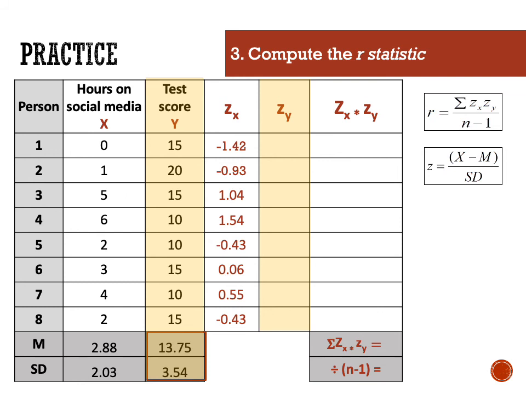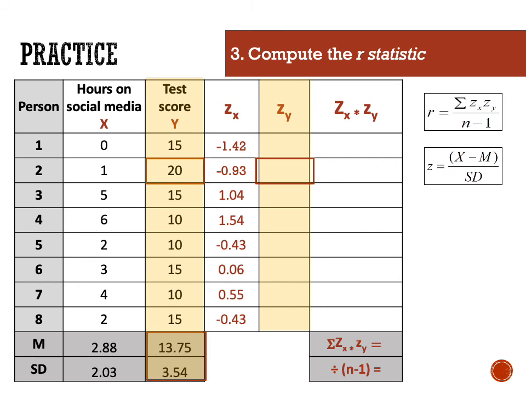Now we're going to calculate the z-scores for that second variable, which is test score. So our first data point is 15. Our mean for test scores is 13.75. So I do 15 minus 13.75 to get 1.25. I divide that by the standard deviation for test scores, which is 3.54. I get a z-score of 0.35.